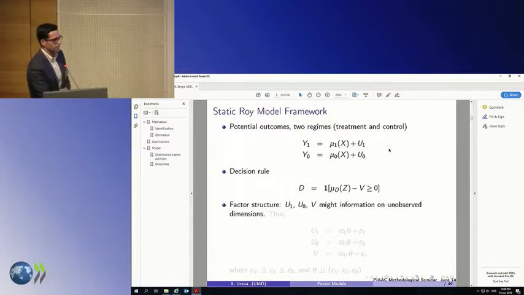So let me show you an example of something we use a lot in economics. This is a simple Roy model. You have two states, two regimes, treatment and control. This is something we do a lot in economics. Then there's a decision rule. The individuals are making decisions based on some sort of information they have. The econometrician observes X's and Z's, but of course the error terms are unobserved. But the agents might have information on the error terms. The agents might have more information than the econometrician.